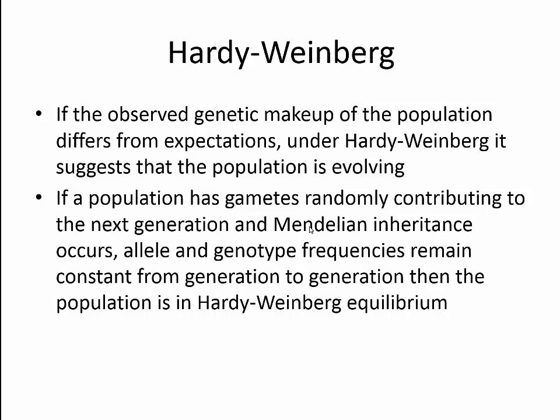If the observed genetic makeup of the population differs from expectations under Hardy-Weinberg, it suggests that the population is evolving. Hardy-Weinberg will always say that the population is not evolving. When we actually look at a population and get numbers that are different, we say that the population is actually evolving, because we compare it to the Hardy-Weinberg ideal. If a population has gametes randomly contributing to the next generation and Mendelian inheritance occurs, allele and genotype frequencies remain constant from generation to generation, then the population is indeed in Hardy-Weinberg equilibrium.